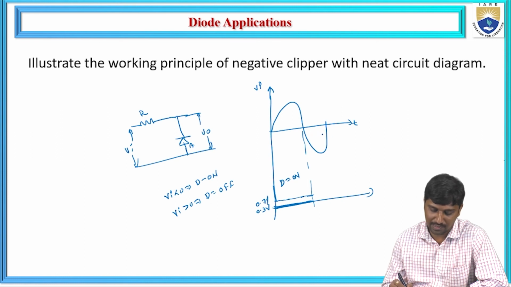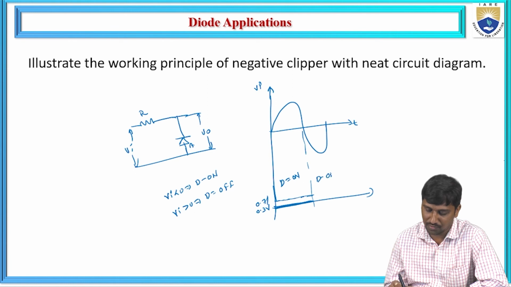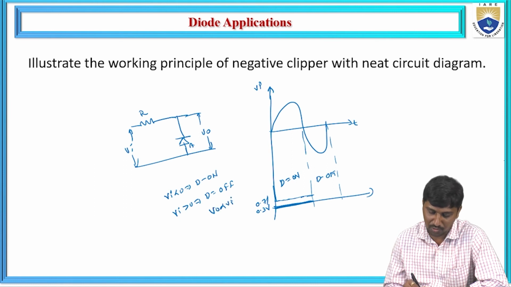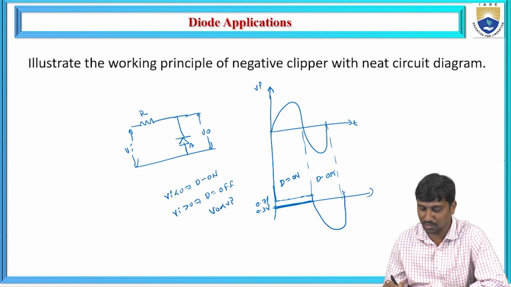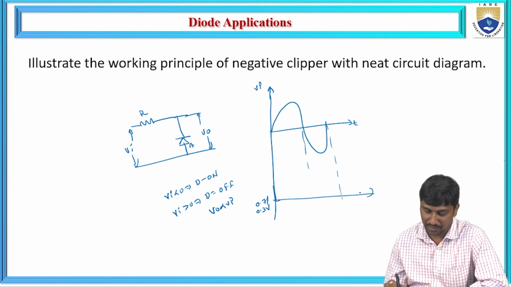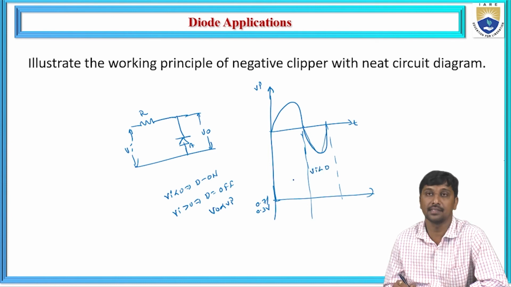Similarly, when Vi is less than 0, the diode becomes off state. So here the diode is in the off state. Hence, if the diode is off, it is replaced with an open circuit. Hence, V0 is directly proportional to Vi. Sorry, Vi is less than 0 means this is the region where Vi is less than 0. So this is the condition, Vi is less than 0.